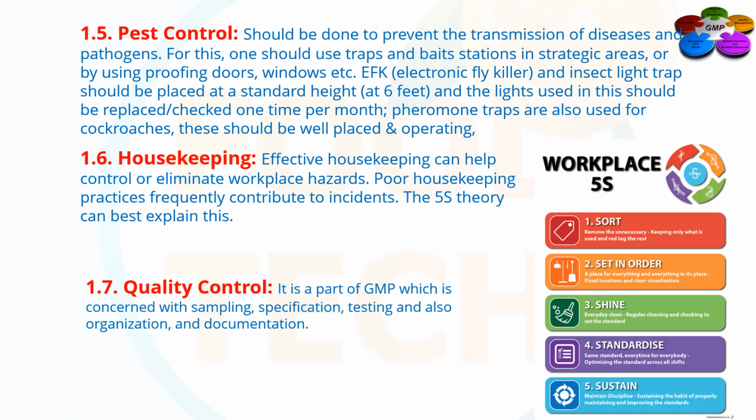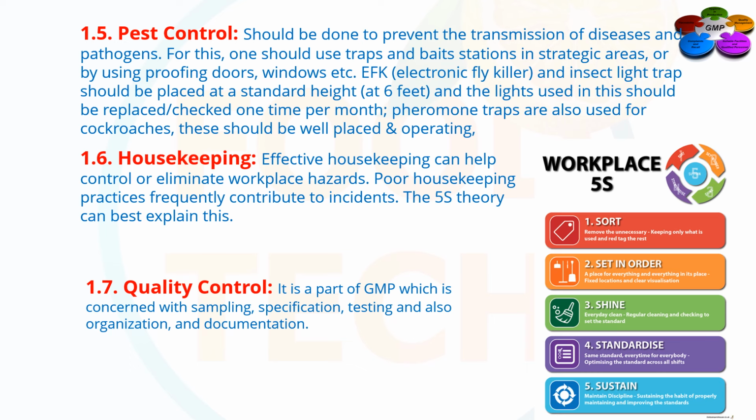Pest control is for catching various types of pests. You have rats, house flies, mosquitoes, cockroaches, etc. So this is to be done regularly. Electronic fly killers can be used. Insect light traps can be used to catch those insects, and pheromone traps are used to catch cockroaches. So this is all about pest control.